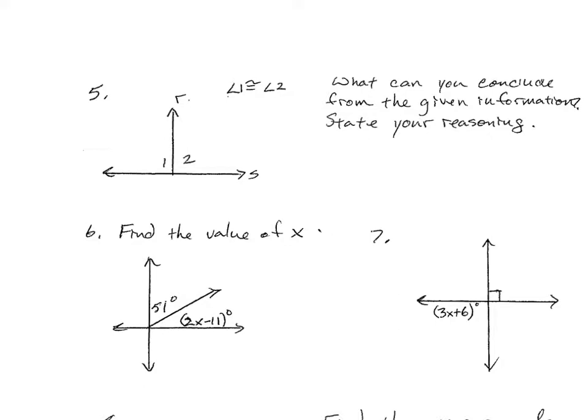Number 5, the question asks, what can you conclude from the information, and state your reasoning? So angle 1 is equal to angle 2. These two angles are equal. So what can we conclude about these angles? Notice we have a 180 straight line, and if these angles are equal to each other, what would they have to be? Just kind of write your reasoning down.